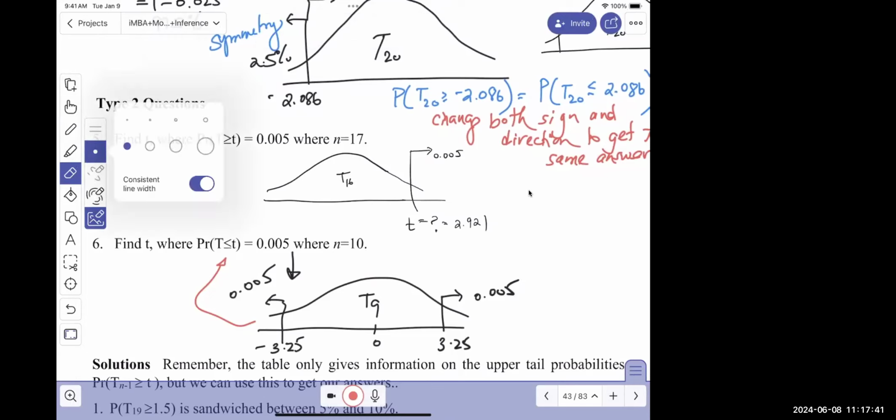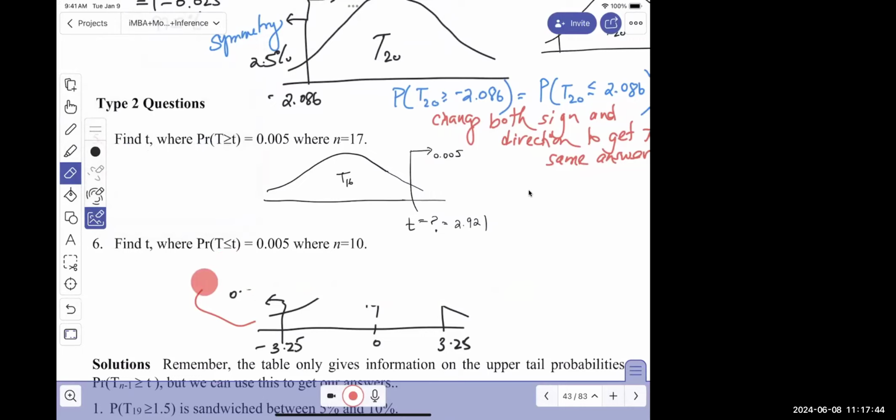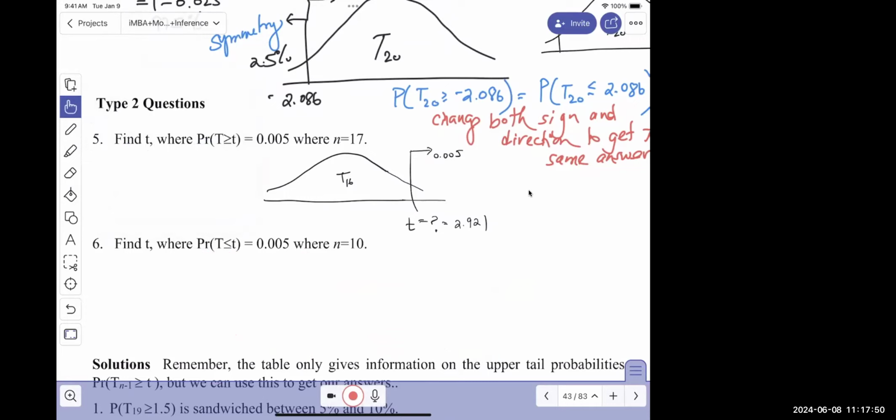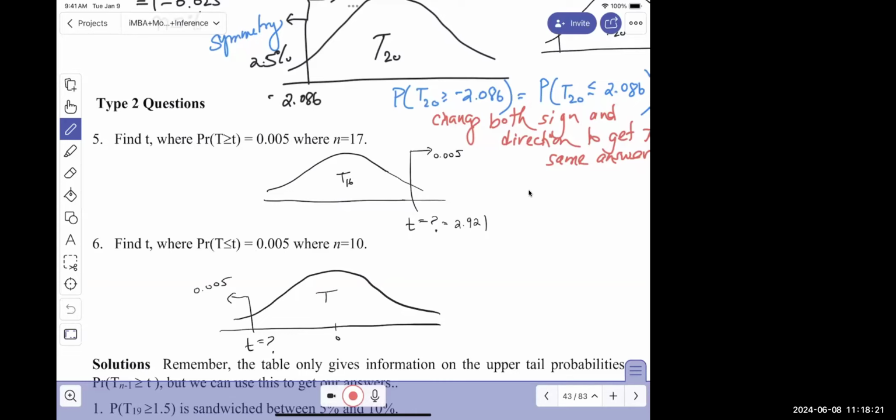Let's do this one together. I'm going to clear it. Okay, so find the critical value where n is 10 and the area to the left is small. So let's draw it so we know what to do. I'm going to draw this and I'm going to put 0 here to remember that. And there's a small area here. I want to find T. It's going to have to be negative, correct? And we want it for T9.